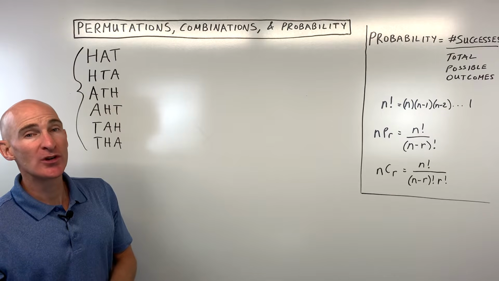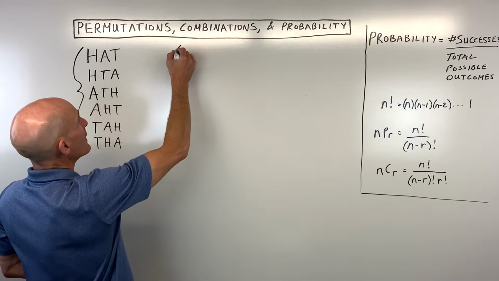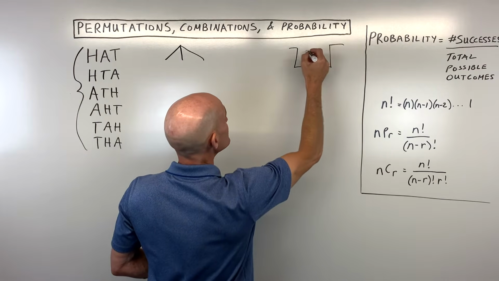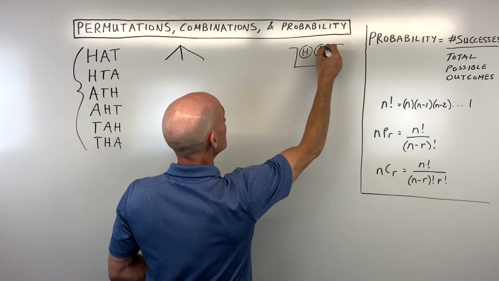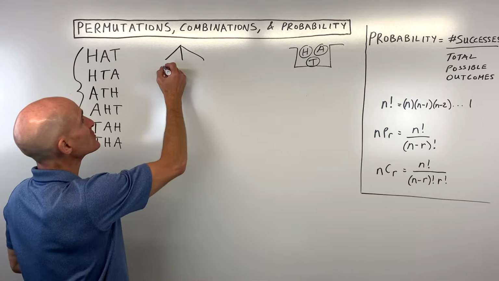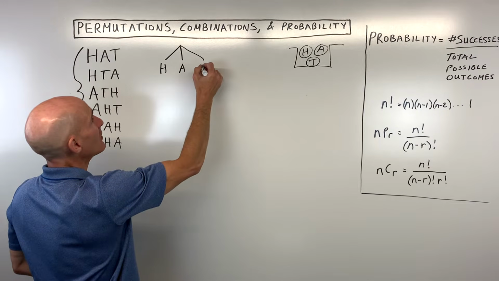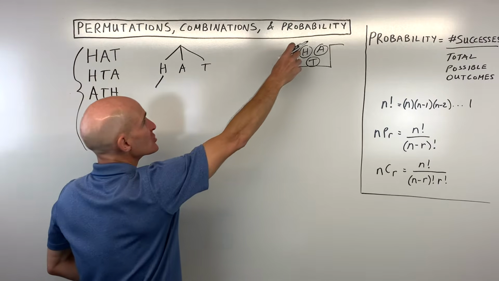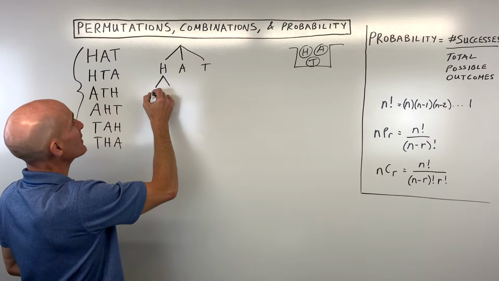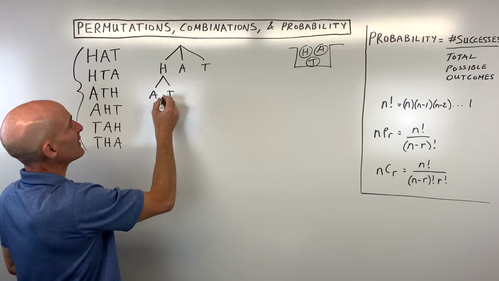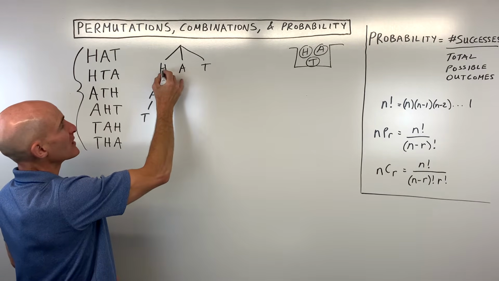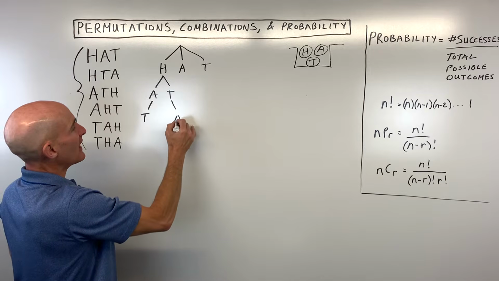Another way to do this is a tree diagram. Imagine if I put these three letters into a hat. Here are our three letters on sheets of paper: H, A, and T. We're going to reach into that hat and pick out a letter. For the first letter, we could pick an H, an A, or a T. But if we pick an H and set it aside, when we go to pick the next letter, we could pick either an A or a T. And if we pick an H and an A, there's only a T left, whereas if we pick an H, a T, then there's only an A left.